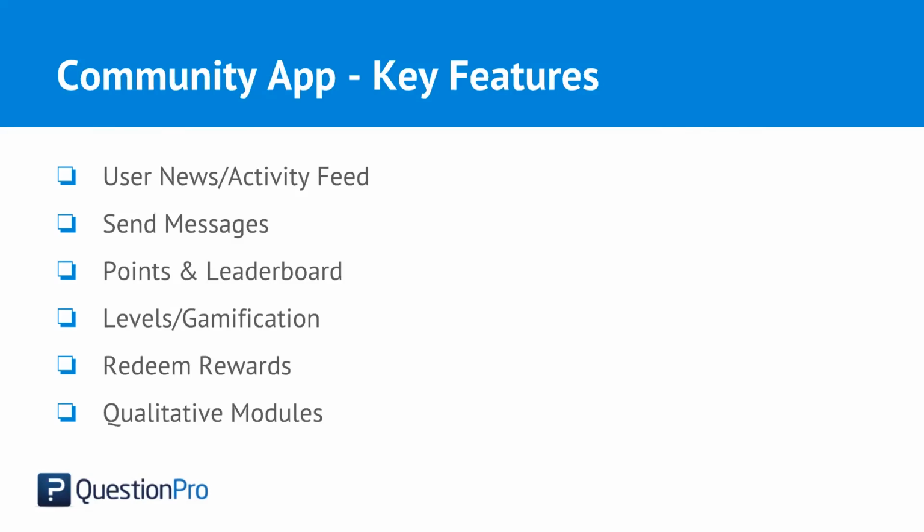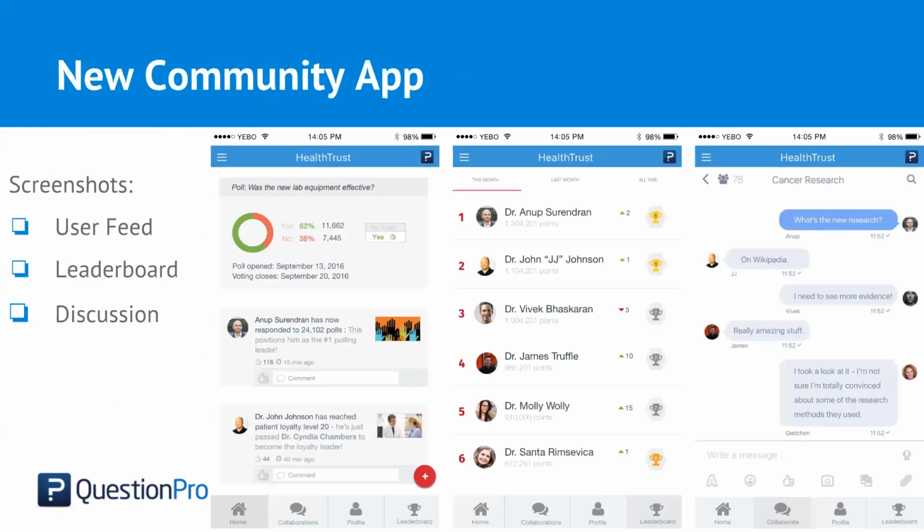The points leaderboard, levels, and gamification all play into how we are going to incentivize them. What are we going to do to have people participate in the community over a longer term, and also in more of a short-term fashion, maybe for particular studies? The ability to redeem rewards is also there, and then qualitative modules like ideation, the topics online forum, and a discussion board as well. So the new community app features a user feed, a leaderboard, and discussions.